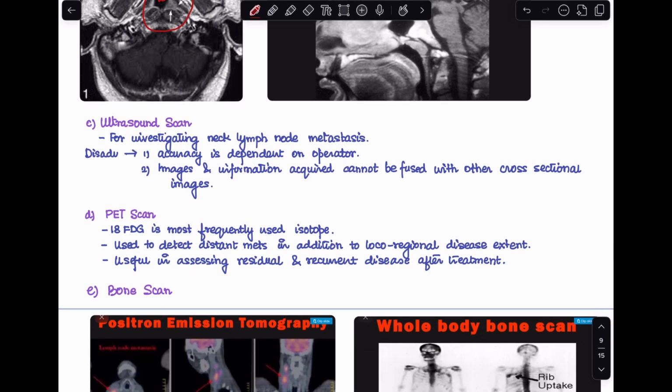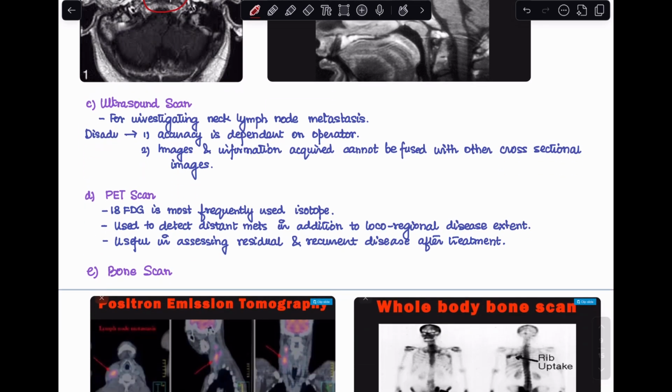Now, next, coming to ultrasound. Why would we need ultrasound? So, as I mentioned, because cervical lymphadenopathy is a very common feature over here, ultrasound will help us in finding if any neck lymph nodes have been involved. And along with this, ultrasound can also help you in taking a sample for FNAC from the neck node if there is any such involvement. So, doing the ultrasound along with FNAC actually improves the accuracy of the FNAC.